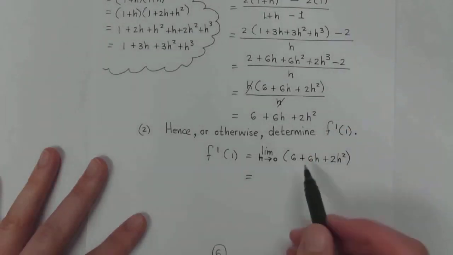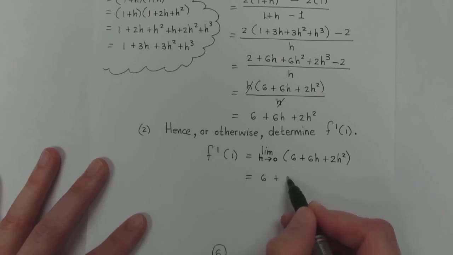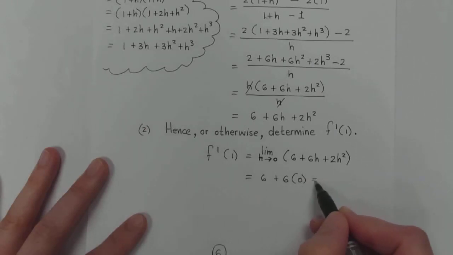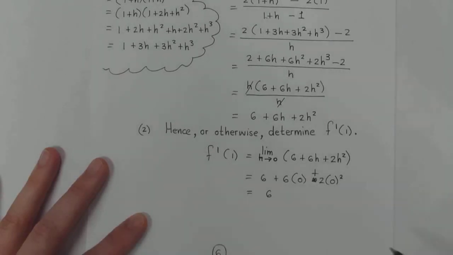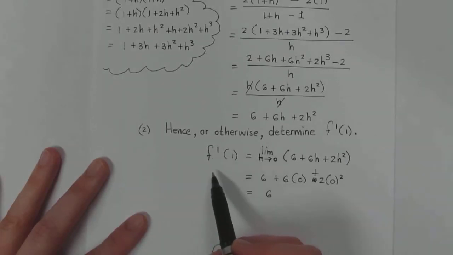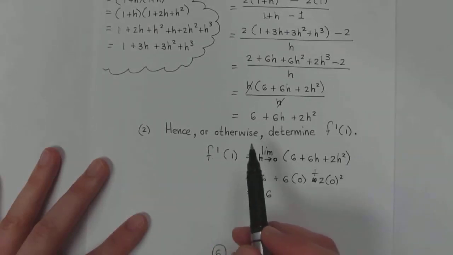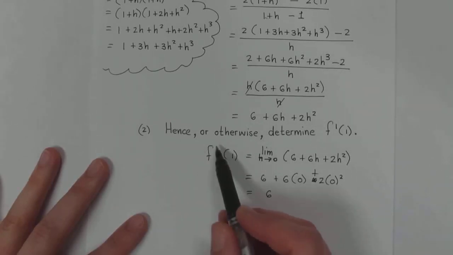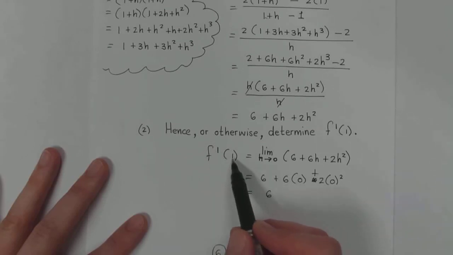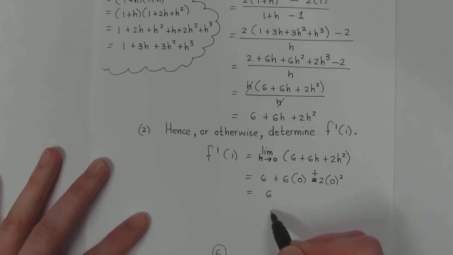And if I substitute in, you'll see I have 6 plus 6 times 0 plus 2 times 0 squared. Sorry, that should be a plus 2 times 0 squared. And that means I end up with 6. So what I'm saying here is the first derivative, and remember I say derivatives, you say gradients. So that means the gradient of this function, of this curve, where x is equal to 1 is equal to 6.